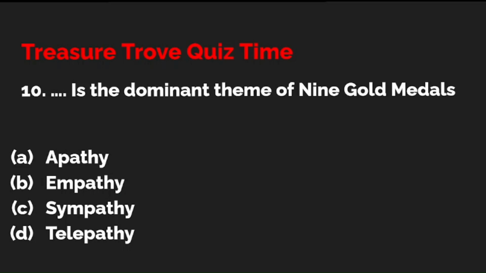Final question in this particular quiz. Dash is the dominant theme of 9 gold medals. Is it apathy? Is it empathy? Is it sympathy? Or is it telepathy? Right? It cannot be telepathy. Though you may think, oh, maybe every runner got a telepathy looking at each other. No. Is it apathy? Obviously it's not apathy, because apathy means not caring at all about anyone else, not caring for anyone else's feelings. So is it empathy or sympathy? The correct answer is B, empathy. And that's what the runners show for the youngest athlete who had fallen down.